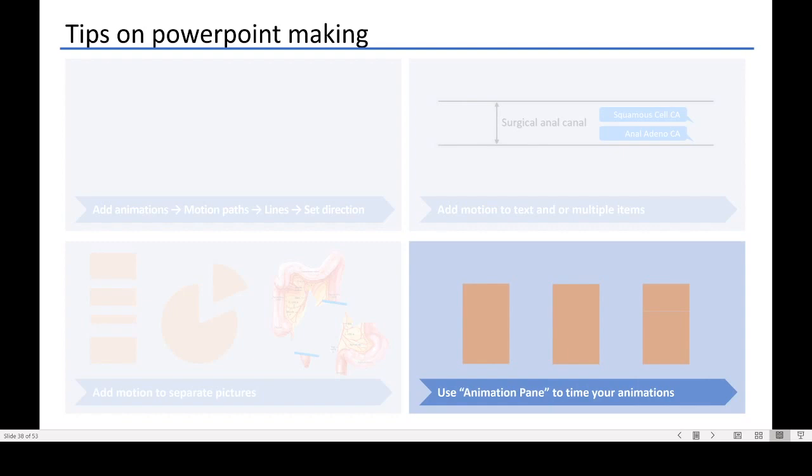And lastly, to coordinate things so they move when you want them to, go to animation pane and you can set the timing. So for example, I can set start on click, and boxes will move only when I click. Or if you set it so that the next box moves when the previous animation is finished, you can set it so that they move automatically. Or you can set them all to move all at the same time.